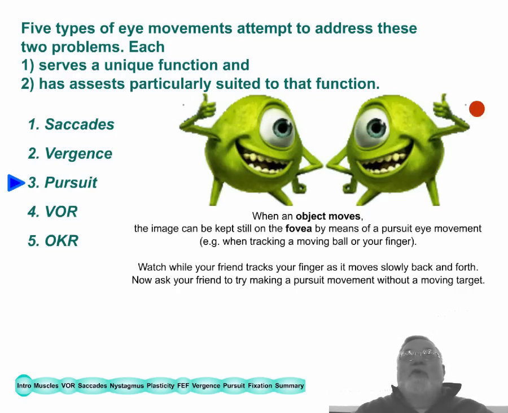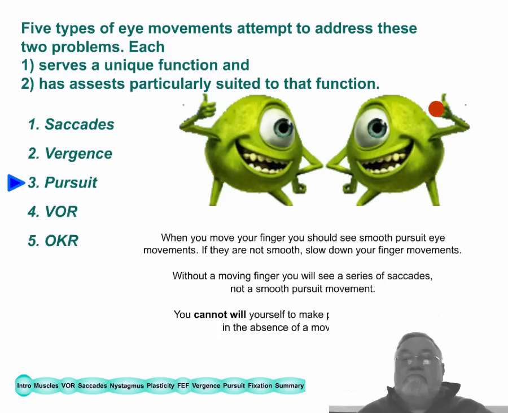Okay, you need that stimulus, that movement, to engage that MSTL and engage the pursuit system. So you need a moving stimulus to engage it. So instead of a smooth movement, you'll see a series of small saccades. Again, you can't will a smooth pursuit movement.